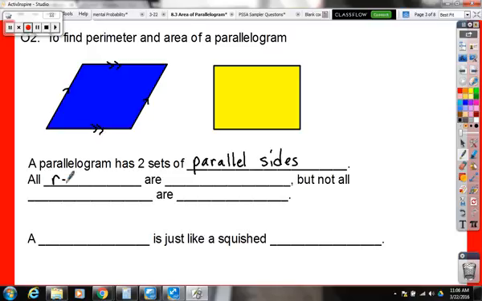All rectangles are parallelograms because rectangles have two sets of parallel sides. So all rectangles are parallelograms. You get lots of practice writing parallelograms. But not all parallelograms are rectangles.